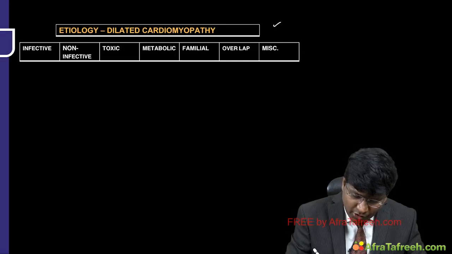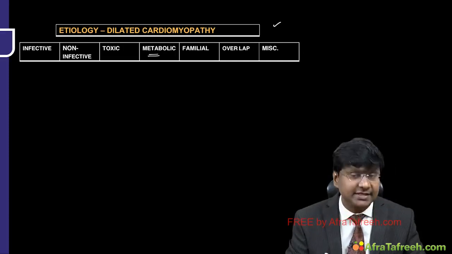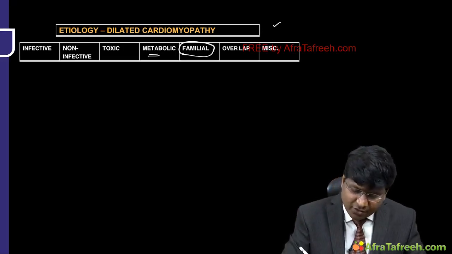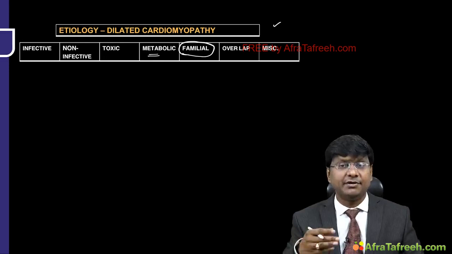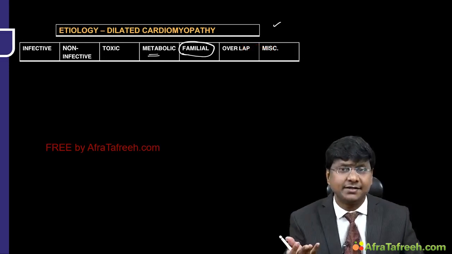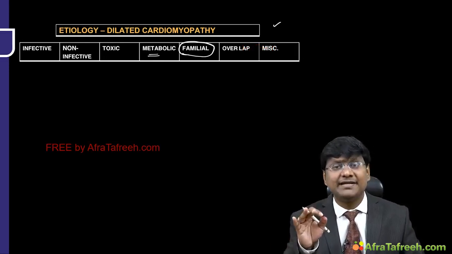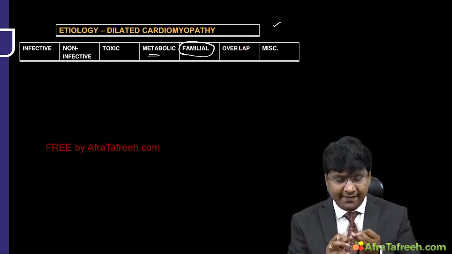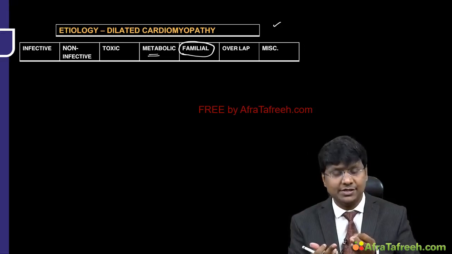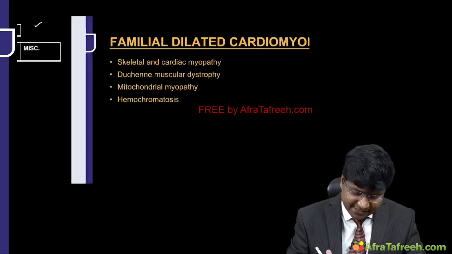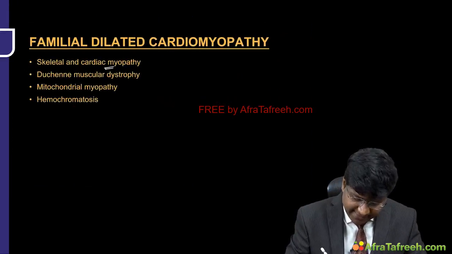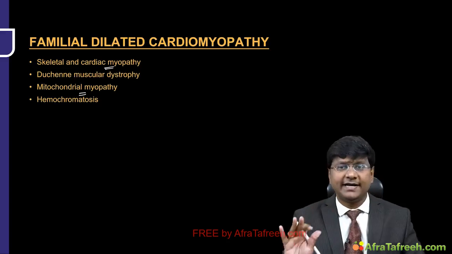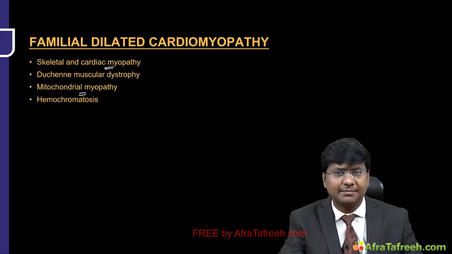Now, what we have discussed so far are the metabolic causes for dilated cardiomyopathy. Now let me tell you the familial causes for the development of dilated cardiomyopathy. That means these are the ones which are inherited. The familial causes are mainly muscular dystrophies, like Duchenne's muscular dystrophy, and then hemochromatosis, then skeletal and cardiac myopathy, and then the mitochondrial myopathies. So these are the familial causes for dilated cardiomyopathy. Now let me take them up one by one.